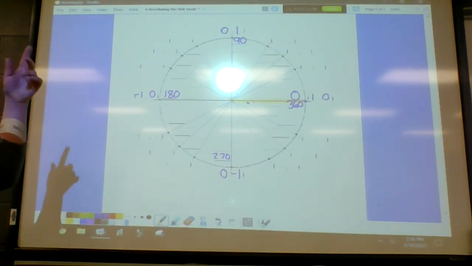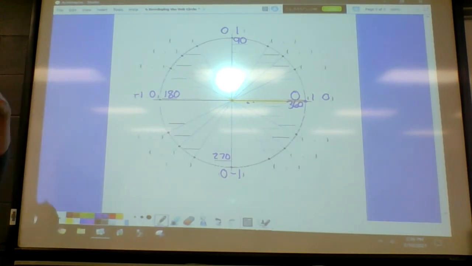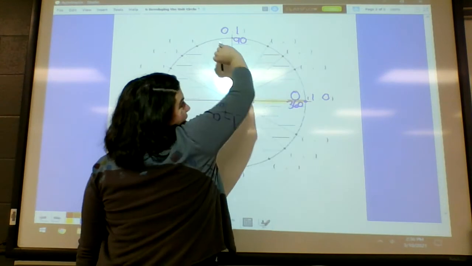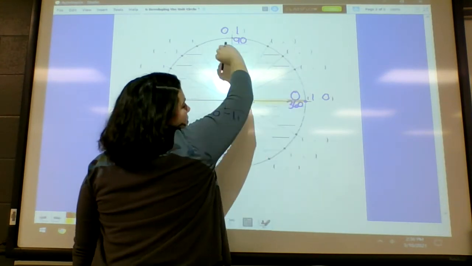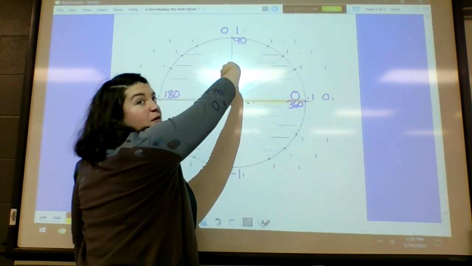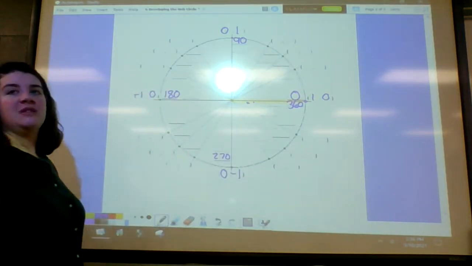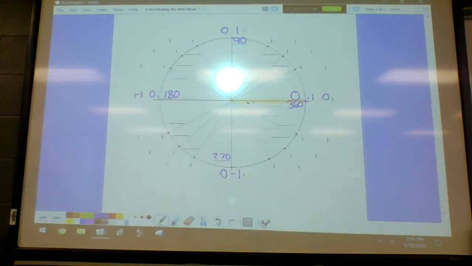Technically, you could go around more than once. You could go around once and then keep going, right? So if you went around to 360 and then you went up here, that would be 360 plus 90. So what, 450? 450 would be an angle measure. And so it is possible to go around the circle multiple times. And we're going to talk about that later, not today, like later next week.